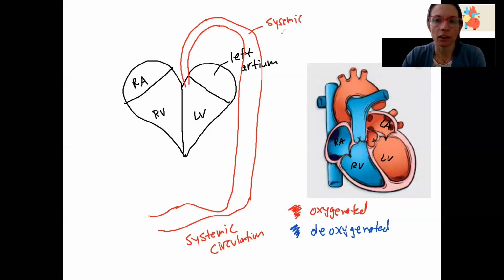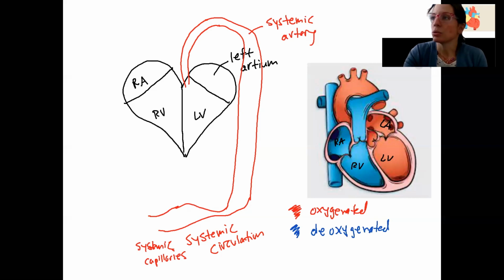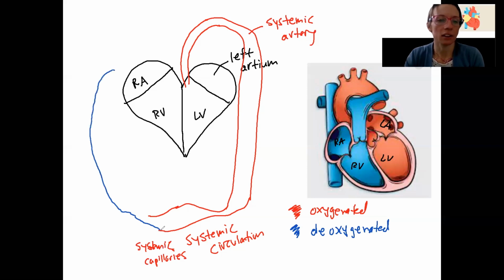systemic, I did not spell that right, systemic artery. So what are these? This is our systemic capillaries. And when blood loses its oxygen, picks up carbon dioxide, we make it turn blue. It's going to enter back in to the right atrium.